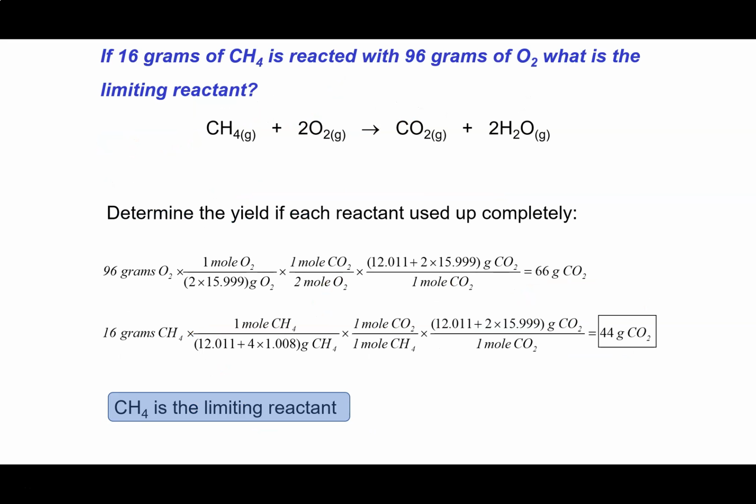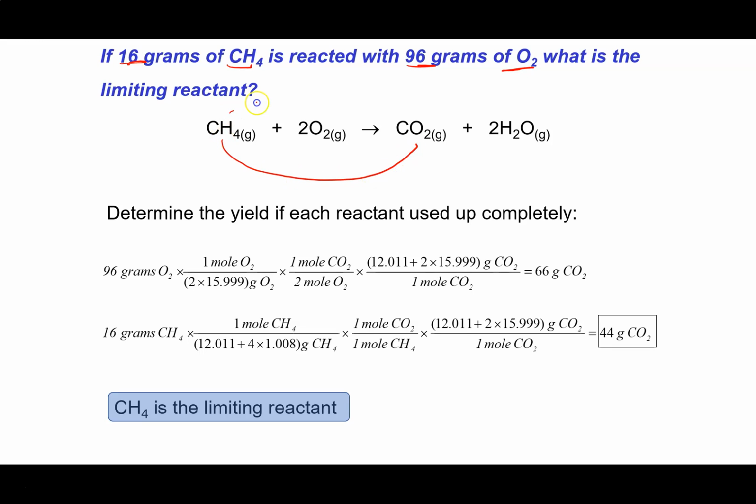Okay, so again, and we mentioned this previously, more commonly we're going to be given amounts in terms of grams of our reactants. So let's have a look at this. In this case, they're saying if I have 16 grams of methane being reacted with 96 grams of O2, what is the limiting reactant?